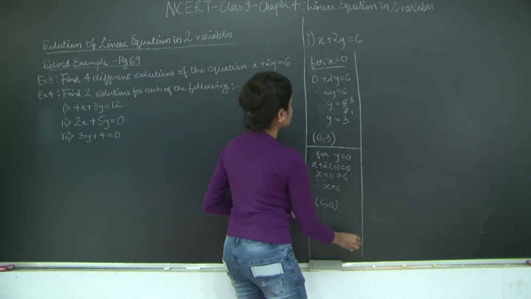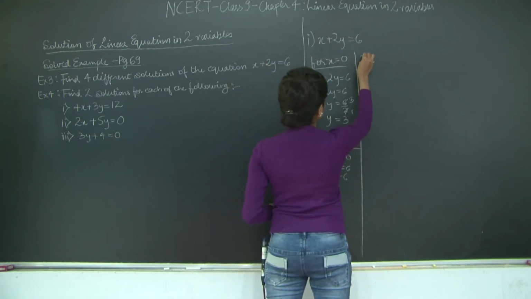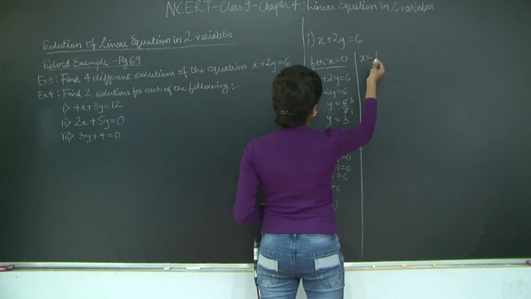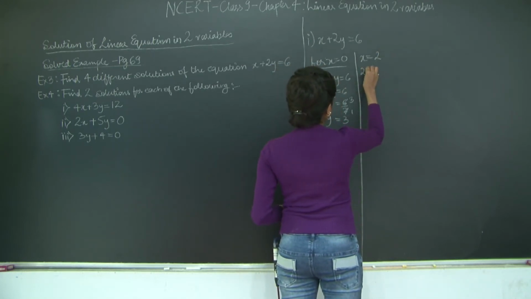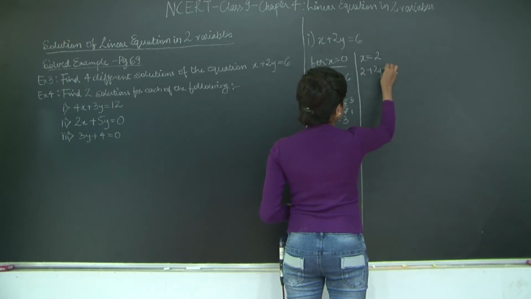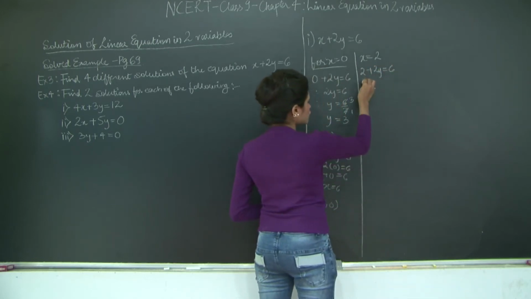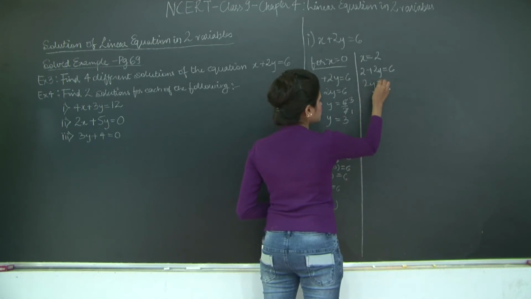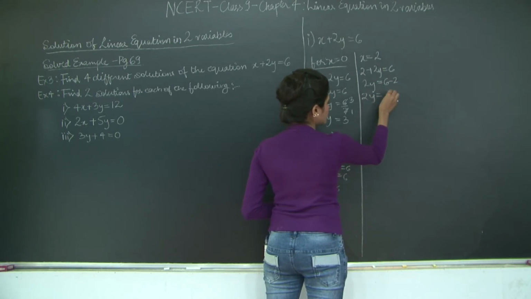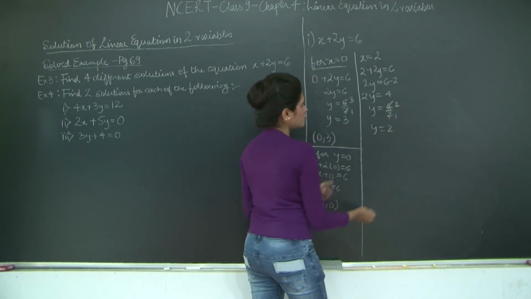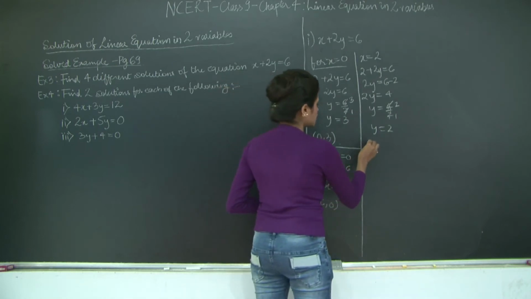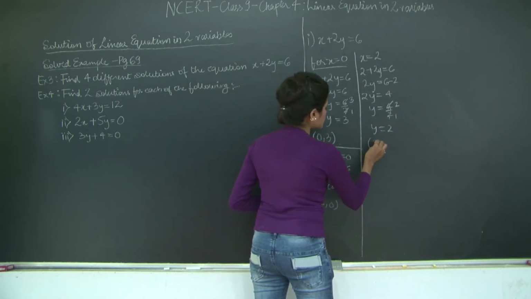Let's consider any other random value. Again for x, let x be equal to 2. So I get 2 plus 2y is equal to 6. So this will be 2y is equal to 6 minus 2, 2y is equal to 4, y is equal to 4 upon 2. So 2 ones are 2, 2 twos are 4. So y is equal to 2. So for x is equal to 2, y is equal to 2. So what are my solutions? 2 comma 2.